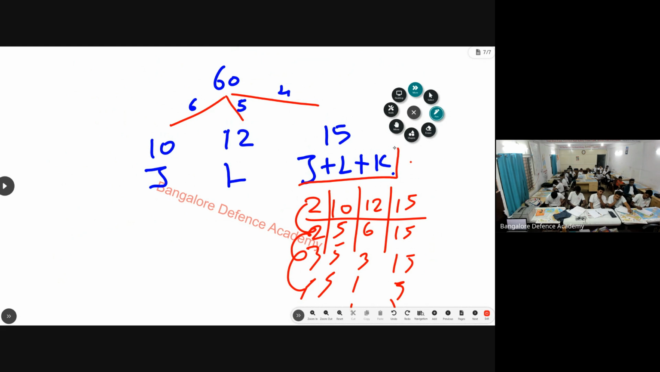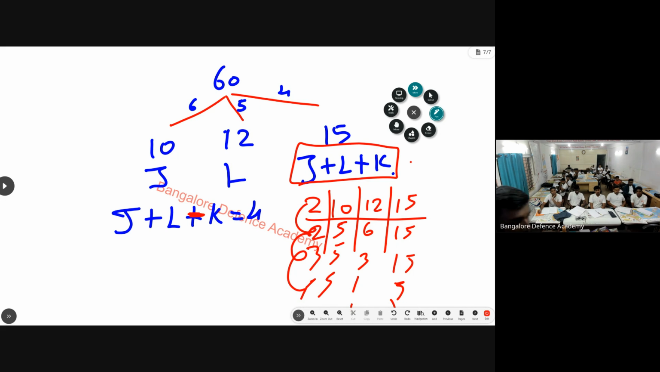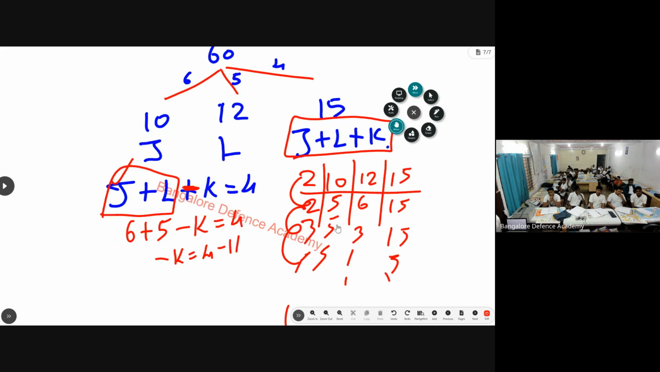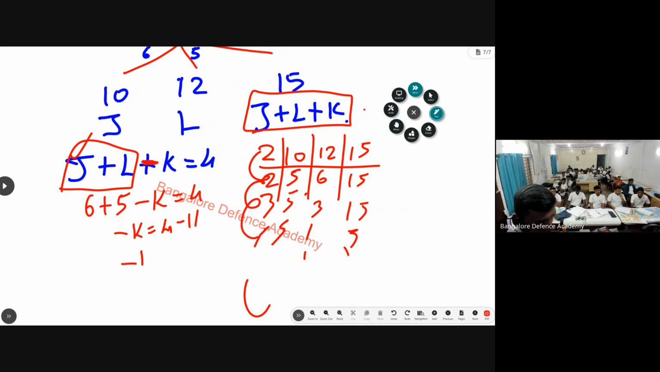Now look at this, JLK, what is the efficiency? 4. J plus L plus K is equal to 4, but one of them is doing negative work, who is that? K is doing negative work, because it is emptying the tank. Now, the efficiency of J is 6, the efficiency of L is 5. So 6 plus 5 minus K is equal to 4, so minus K is equal to 4 minus 11, which gives minus 7. I can cancel the minus and minus, so the efficiency of K is equal to 7.